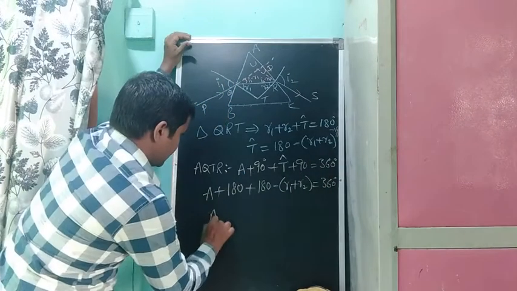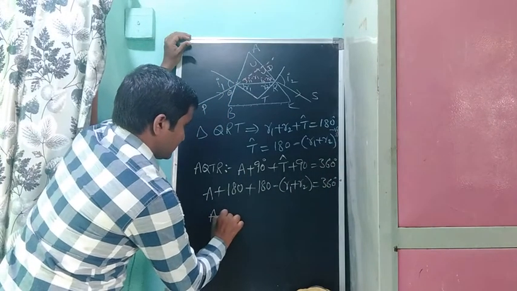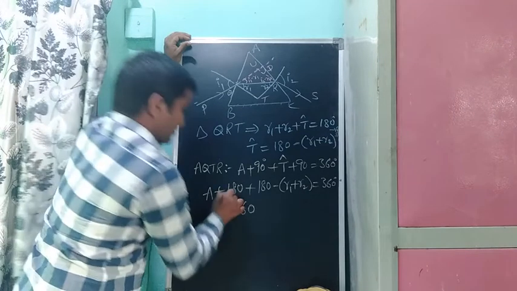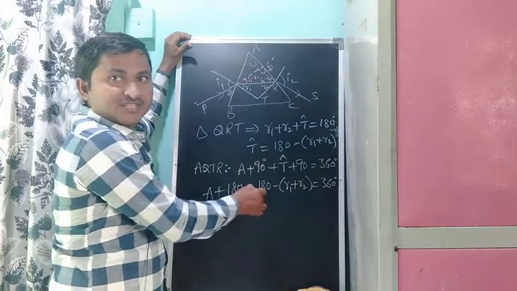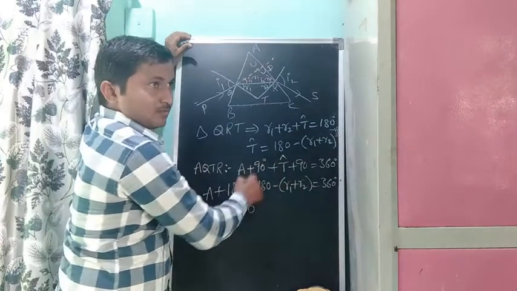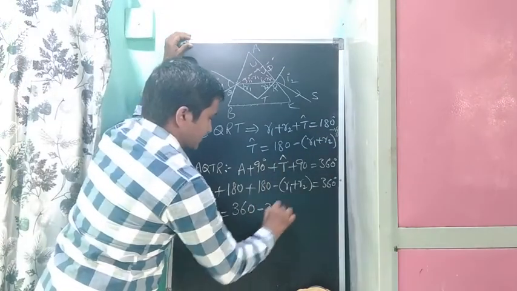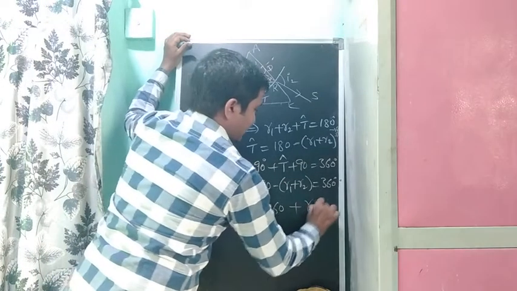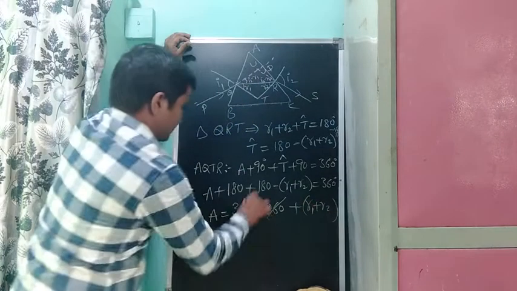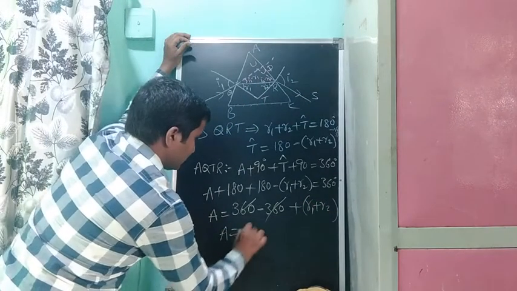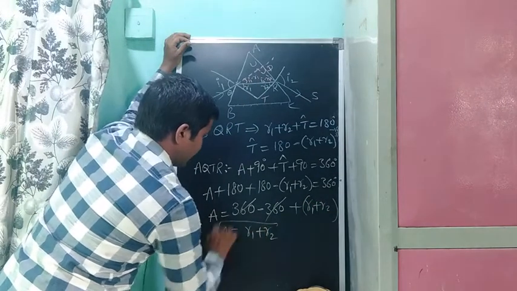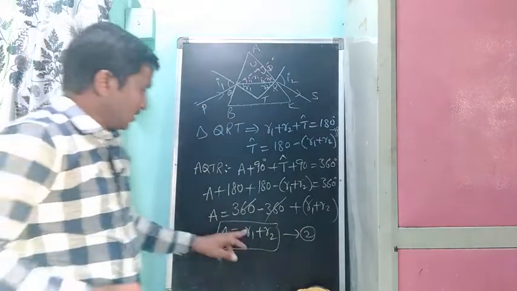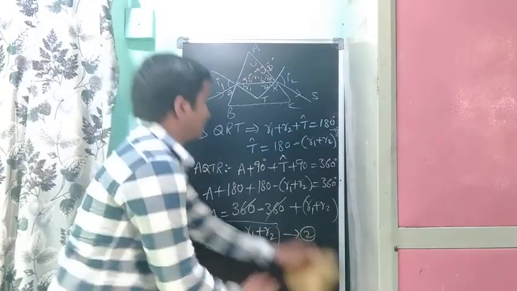From this we have A equals 360 minus 180 minus 180. If it moves that side, it will become minus 360. Again, this minus (R1 plus R2) will become plus R1 plus R2. Now, these cancel. A equals R1 plus R2. This is equation 2.